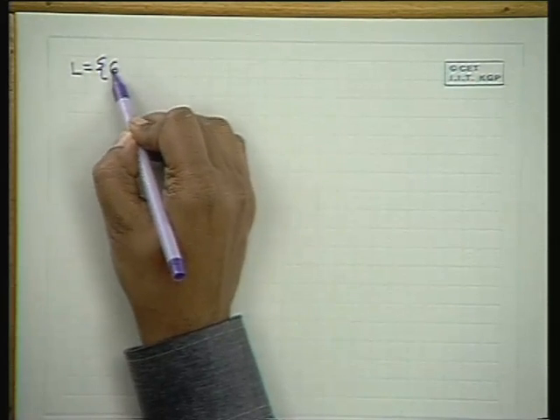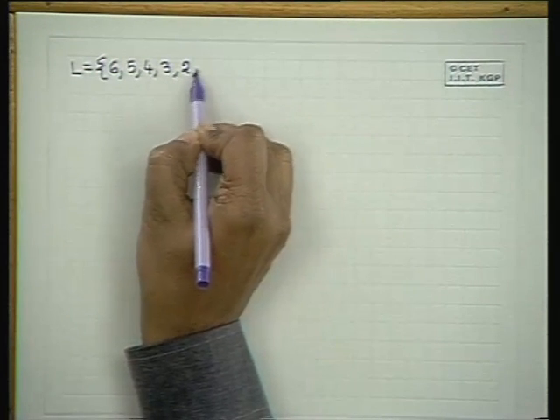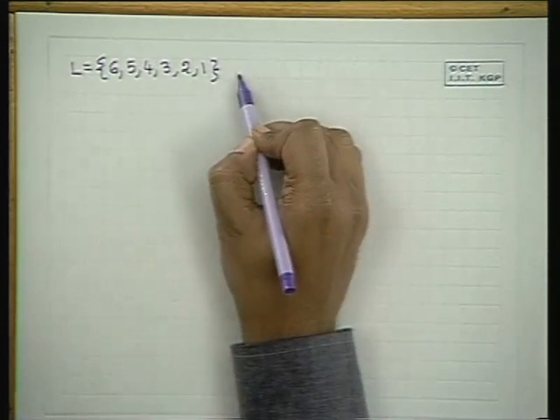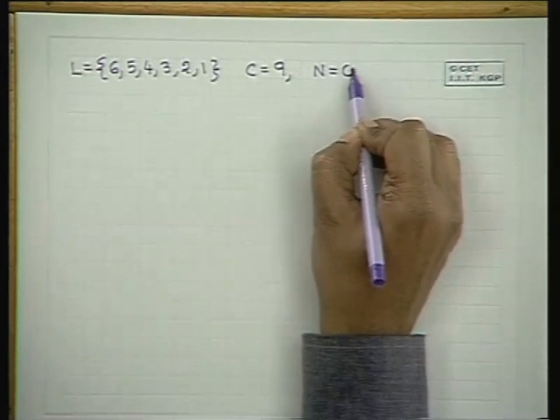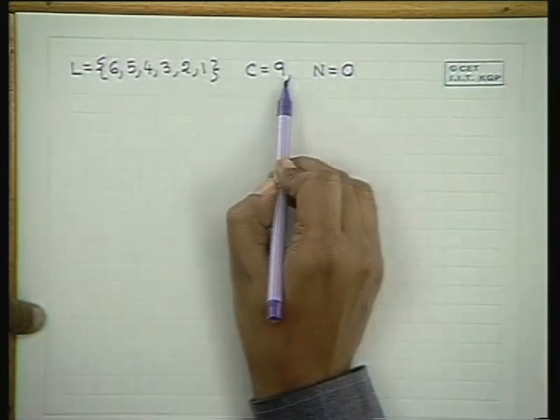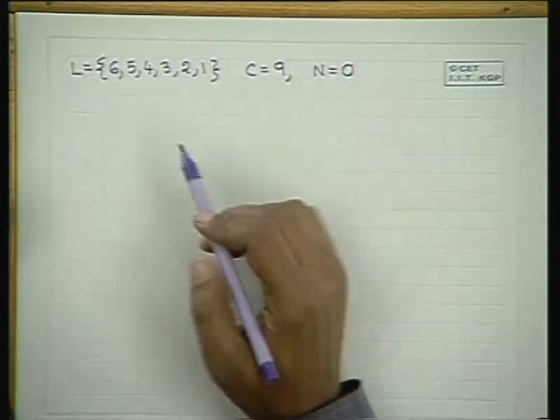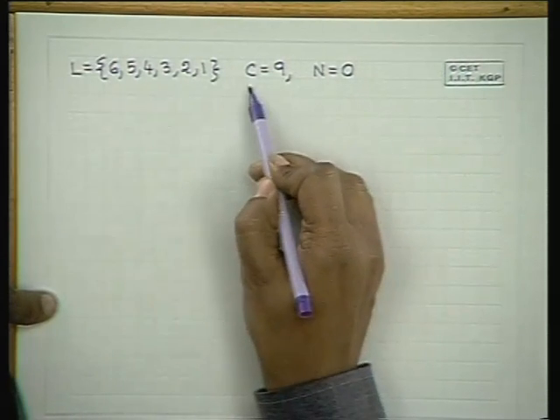So let us take the problem that we were looking at, that is L and C is equal to 9, and we initialize n to 0. Now C is not 0, L is not null, C is not negative, so obviously the base conditions do not hold, and you have got two options, choose 6 and do not choose 6.